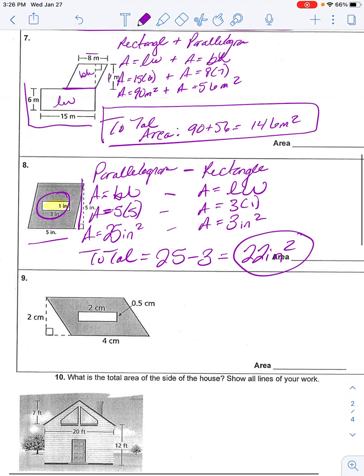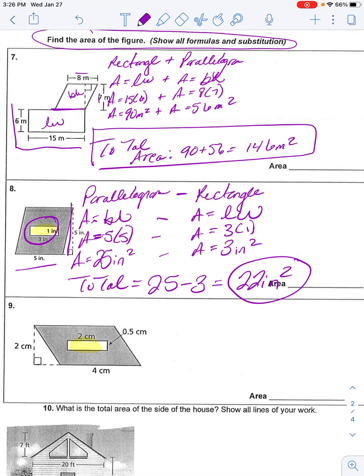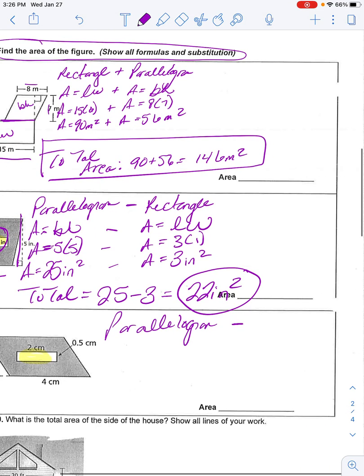Alrighty. Number 9, same thing. There is a piece that's not shaded, and we're going to have to take it out. So we're going to have to subtract it out. Again, opposite sides are parallel, 2 pairs of parallel sides. So it's a parallelogram, and we're subtracting out a rectangle.